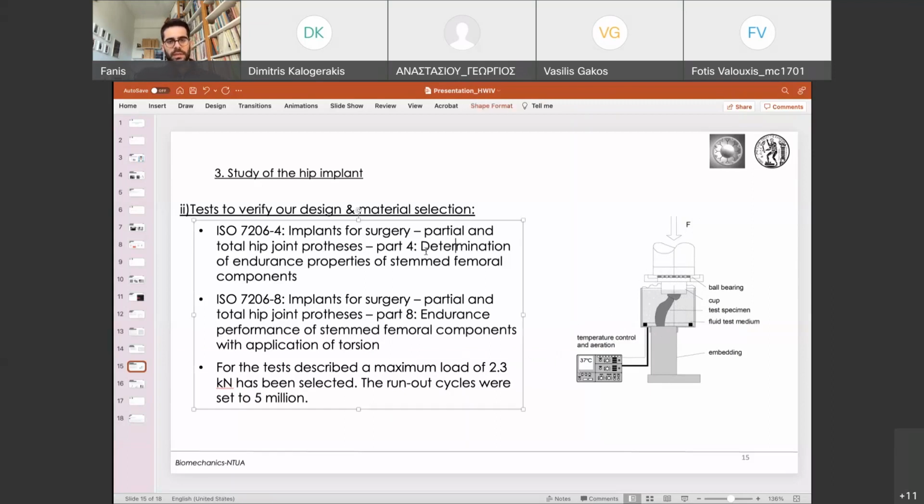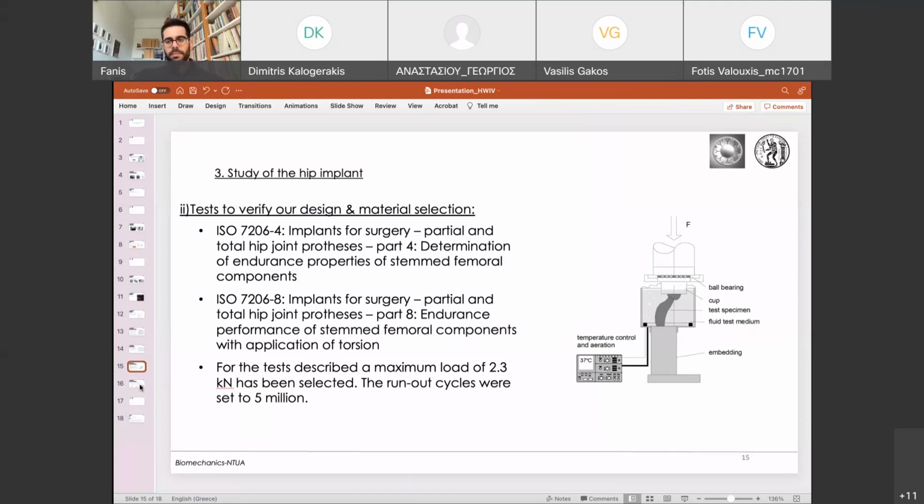And also, guys, the ISOs go into a lot of detail, especially for such things that are really common. For example, you have determination of endurance properties of stem femoral components. You have endurance performance of stem with application of torsion. So if you encounter a problem where there are ISO standards, do use them. Sometimes they can be very detailed and they can be really helpful for you.